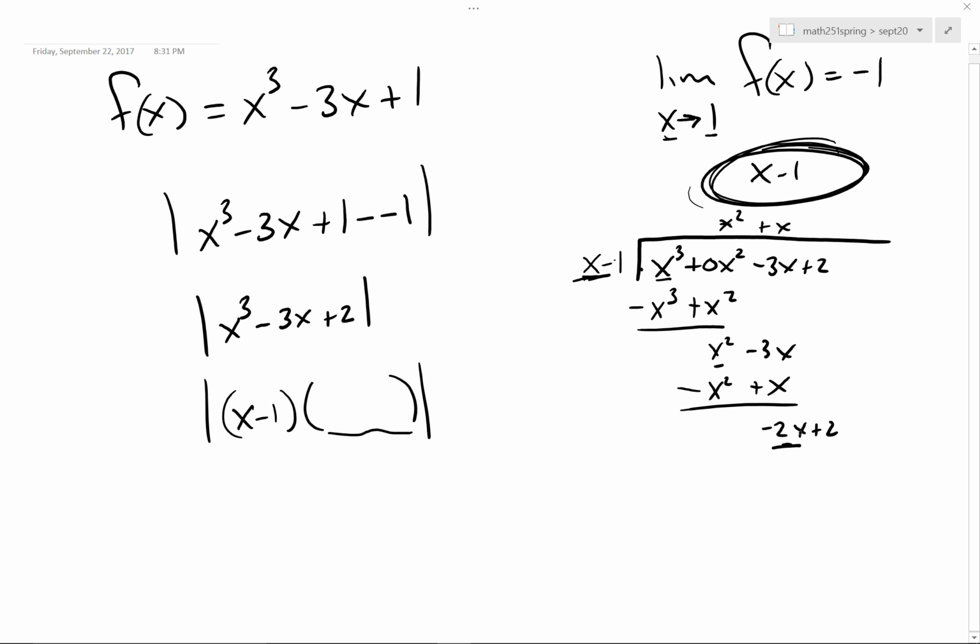X goes into negative 2x, negative 2 times. That becomes negative 2x plus 2. When you subtract, you get 0. That means it goes in perfectly.